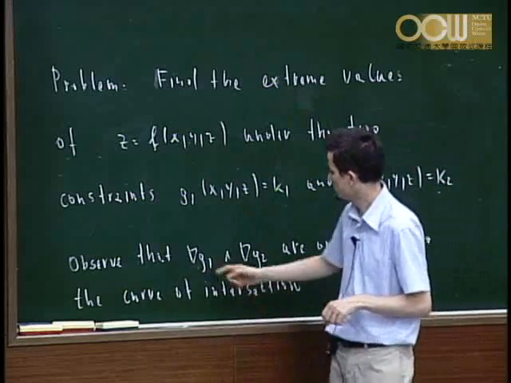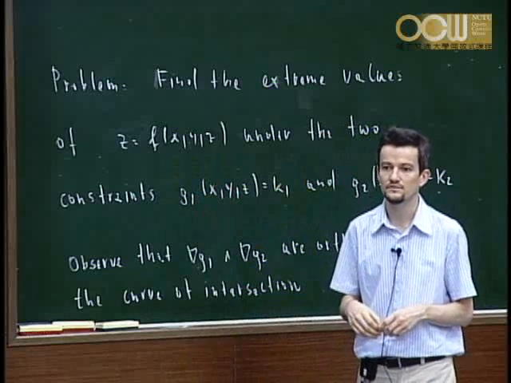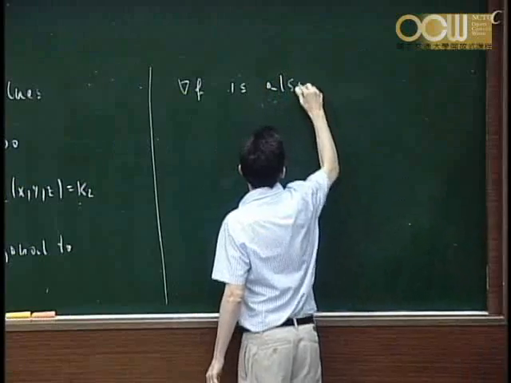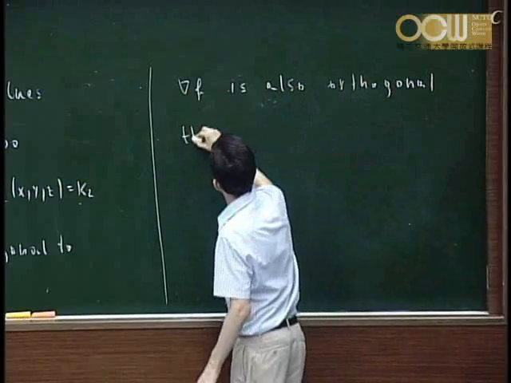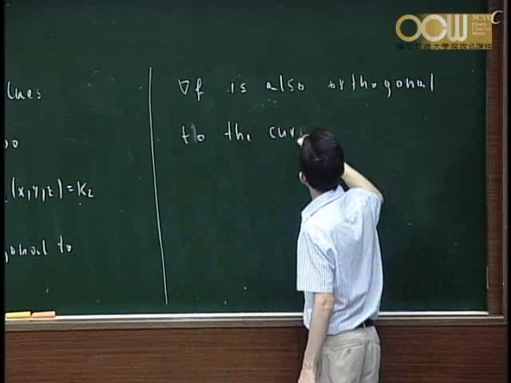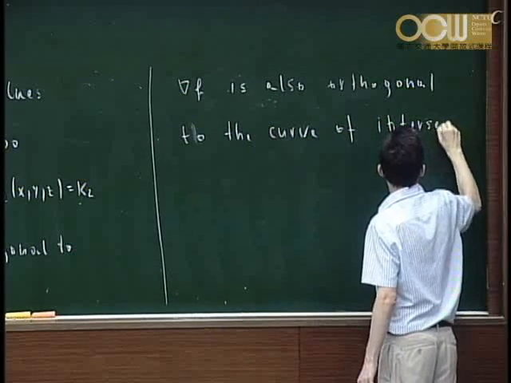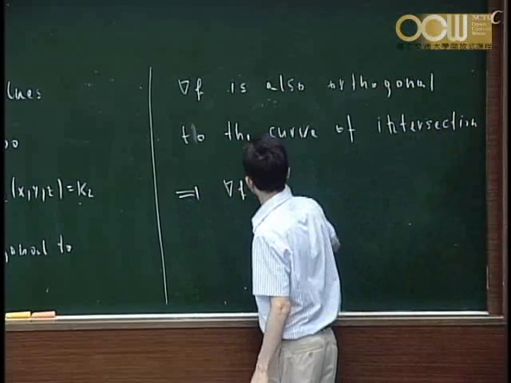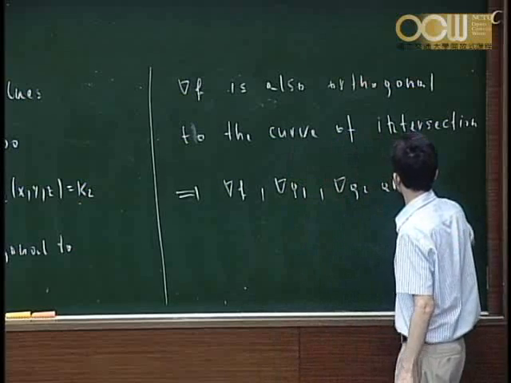So this vector and the gradient of f must be in one plane. They must be coplanar. The gradient of f is also orthogonal to the curve of intersection. So the gradient of f, the gradient of G1, and the gradient of G2 are coplanar.